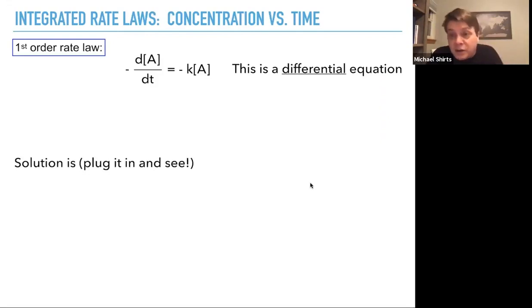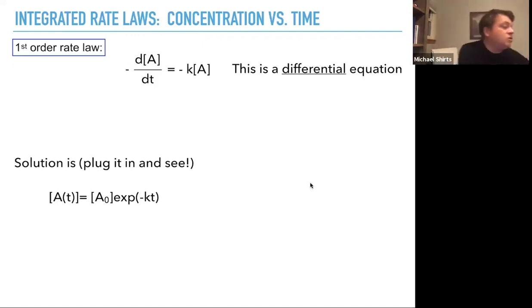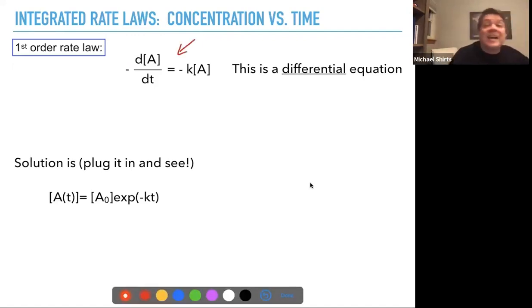However, it's a differential equation, and the solution, which I encourage you to plug in to show that it is indeed a solution, is that the concentration of A as a function of t is equal to the initial concentration times exponential minus kt, where that k is the rate constant that occurs in the rate law. So again, plug that in and see for yourself that it does indeed satisfy the condition that the derivative of A as a function of t is equal to minus k times the concentration of A at any given time, right? So this is true for any time.